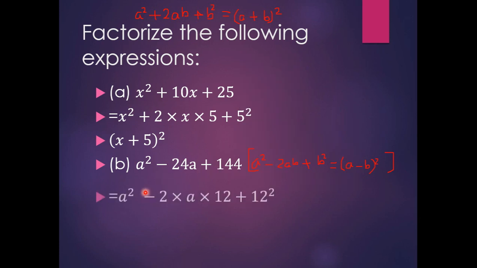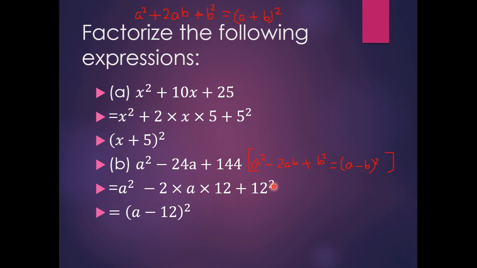And now a square minus 2, in place of a we have a, in place of b we have 12, plus b square, 144 is 12 square. So using this formula, in place of a we write a, in place of b we write 12, so it becomes a minus 12 whole square. So a minus 12 times a minus 12 are the required factors of this expression.